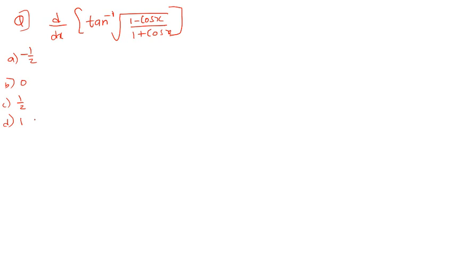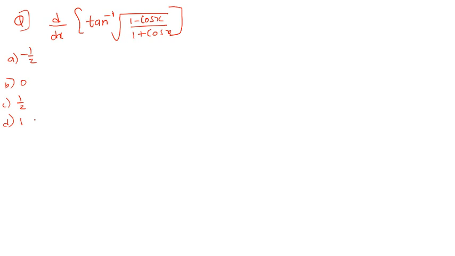1 minus cos x can also be written in the sin x by 2 form, cos x by 2 form. Do it faster. These are very easy chapters. Differentiation is a very easy chapter. After this, integration is also very easy. You have a lot of tricks there.